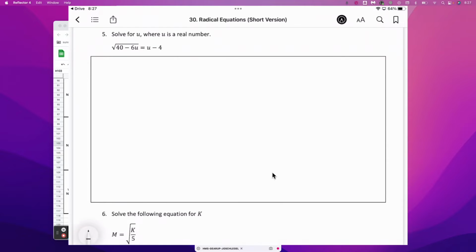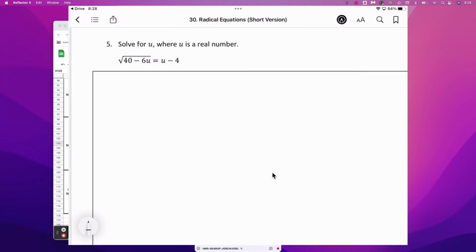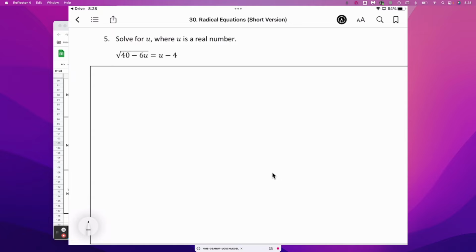And here we are with number 5. Nothing too crazy with number 5. It is going to come out to be a quadratic. We can see that because when we square that u minus 4, it's going to get a little bit funky. So maybe a little bit more work than the last one, but kind of the same premise.